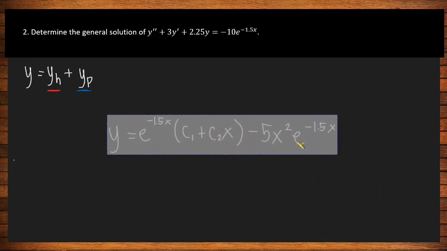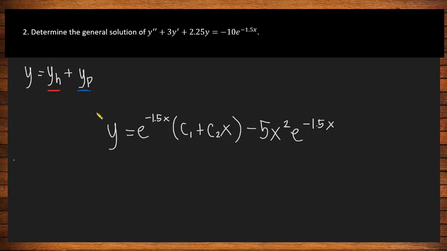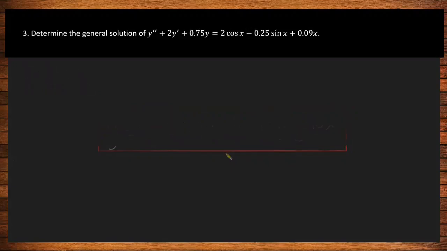Now, you may be tempted to simplify this solution further. So, baka i-combine nyo pa yung mga terms dito. Okay then, pero I suggest that you leave it at this form na. Okay, so para madali lang natin makita kung ano yung y sub h and then yung y sub p na terms natin. Okay? Okay. So, now let us move on to our next example.